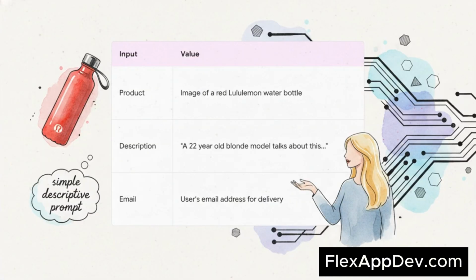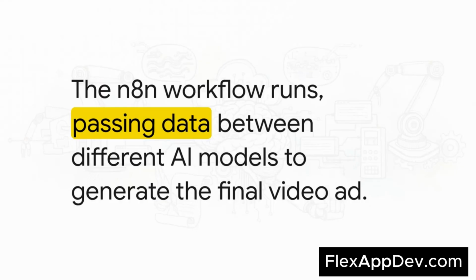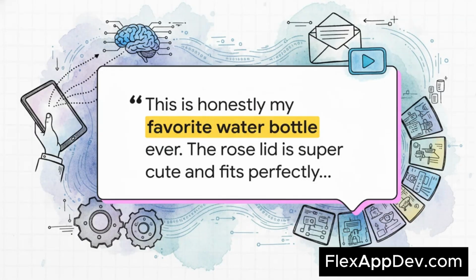All right, let's run the whole thing. We'll feed it a product image and a simple description. And in the background, n8n is firing off that whole workflow, passing data from AI to AI. And the final product? An email with a link to this pretty incredible, totally AI-generated video ad.